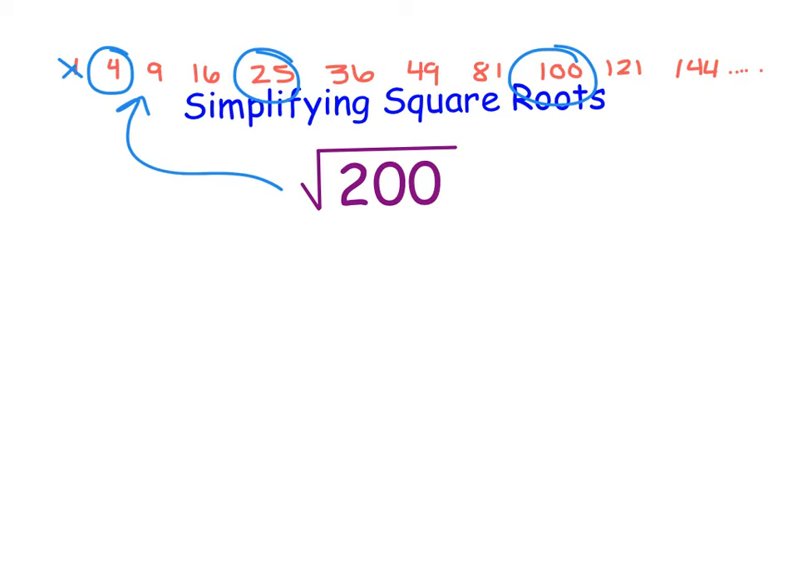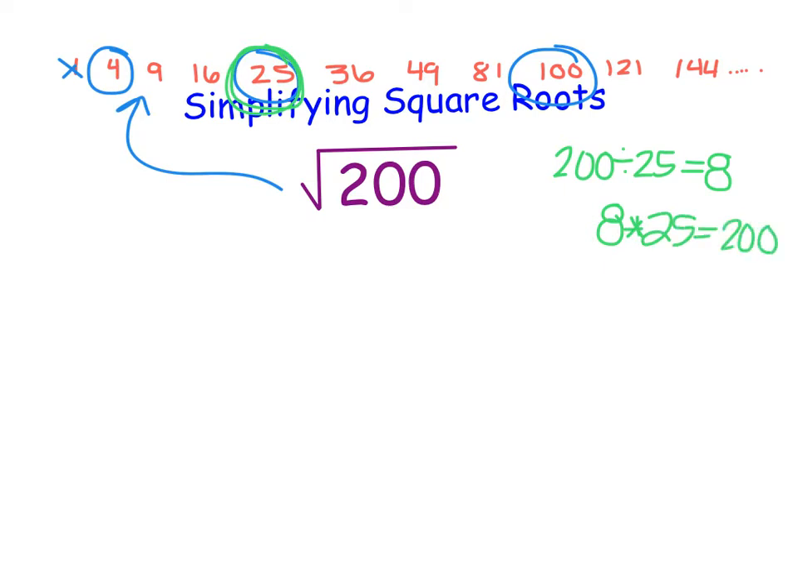It truly doesn't matter which one you pick. It's whatever is easiest for you. So I'm going to start with 25. As I said, you can pick 4, 25, or 100 because it's going to be the same process, but you need to pick one of the numbers that it is divisible by. Now if I take 200 and divide it by 25, I end up with 8. So I know that 8 times 25 gives me 200.